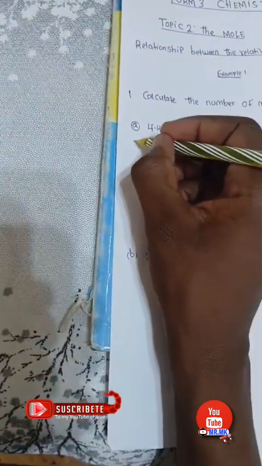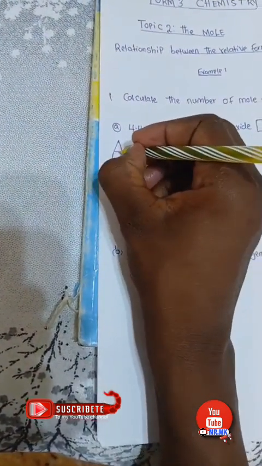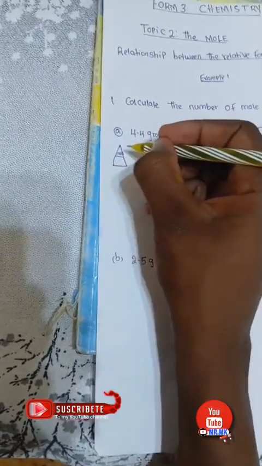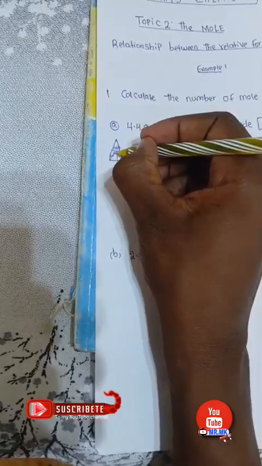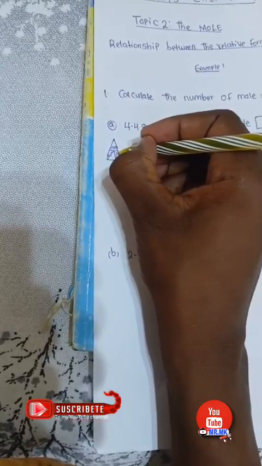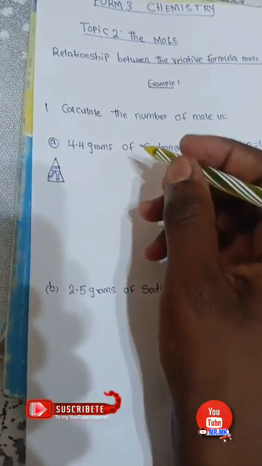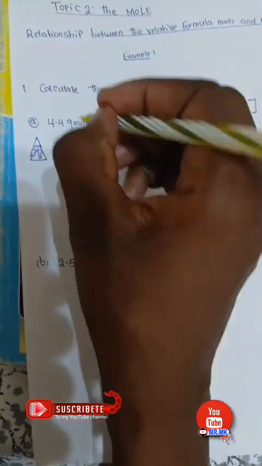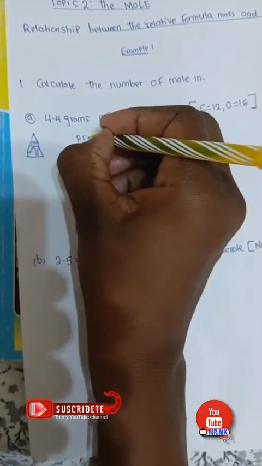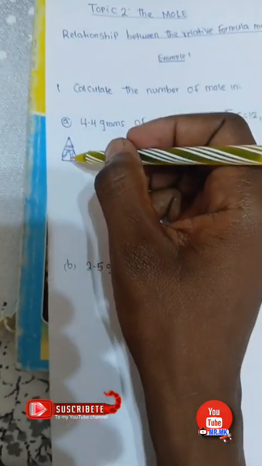Let's say this one is a triangle here. At the top we have mass. This one we have number of moles. We have molar mass. Now you have to get the RFM of carbon dioxide. RFM, relative formula mass, which is the same as molar mass.